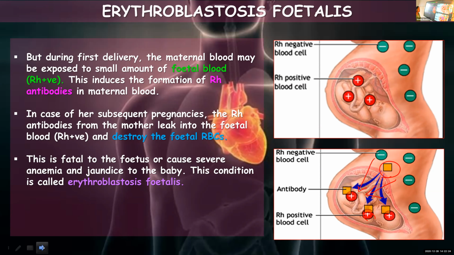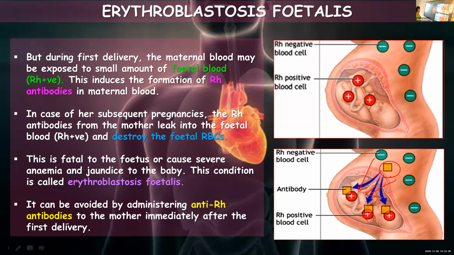And this situation is known as erythroblastosis fetalis. It can be avoided by administering anti-Rh antibodies, that is Rh immunoglobulin, so that it will prevent the action of these antibodies on the fetal red blood cells. Immediately after the first delivery, this injection should be taken. Okay, is that clear? Now don't get confused about who is negative, whether the child or the mother.